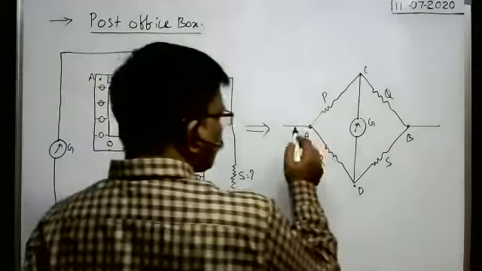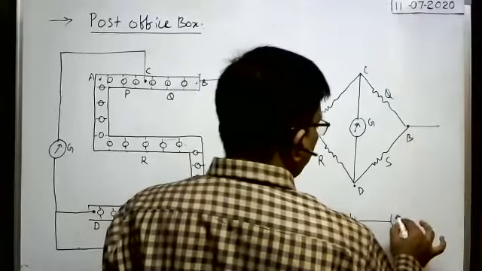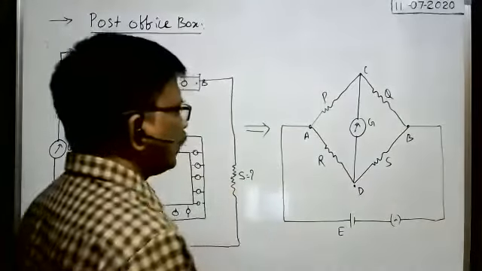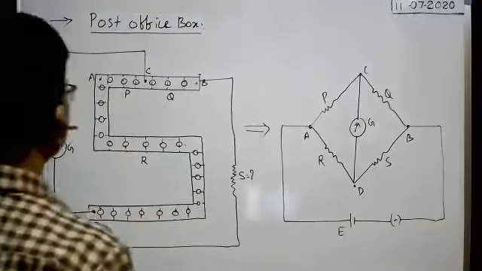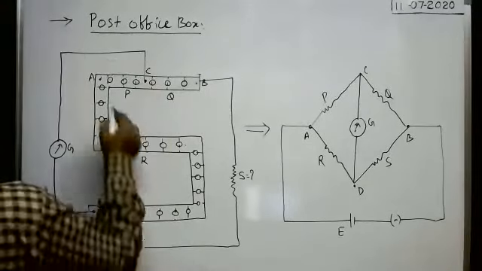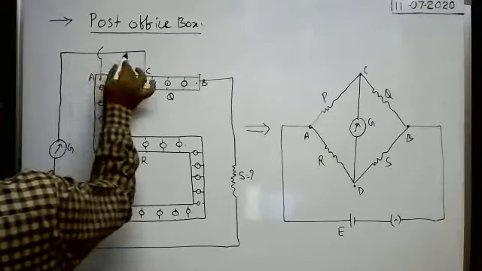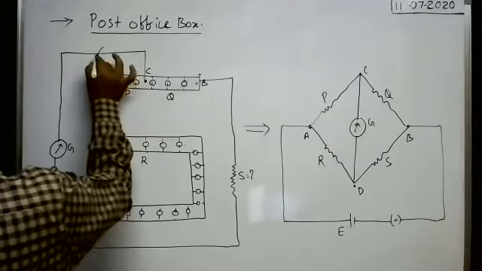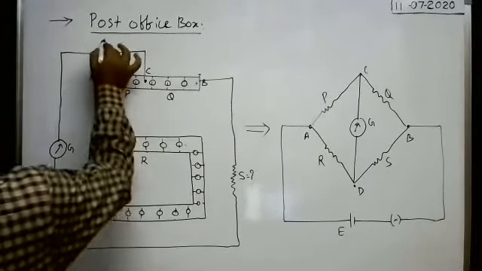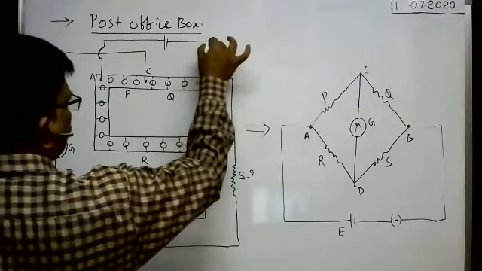Next, across which points is the cell connected? The cell is connected between A and B. A cell with a key is connected here, having some EMF. That's why the cell is connected between A and B. A is here and B is here. Between this wire and this wire, there is no electrical contact. That's why you draw it with a curved line. This represents there is no direct contact between this wire and this wire. Now a cell is connected like this.